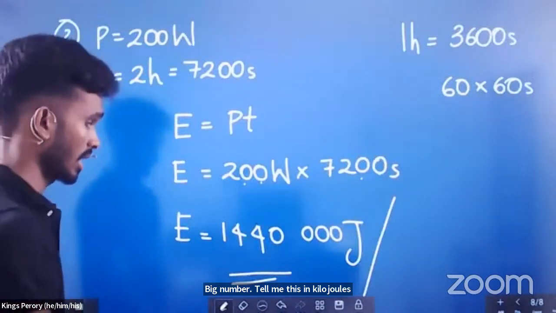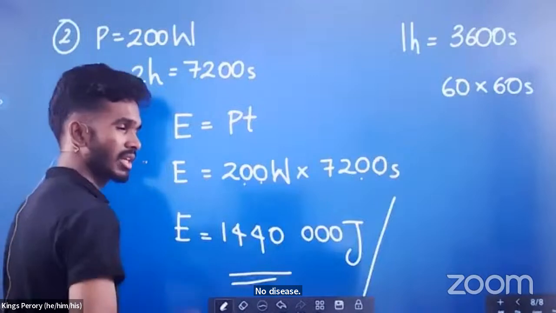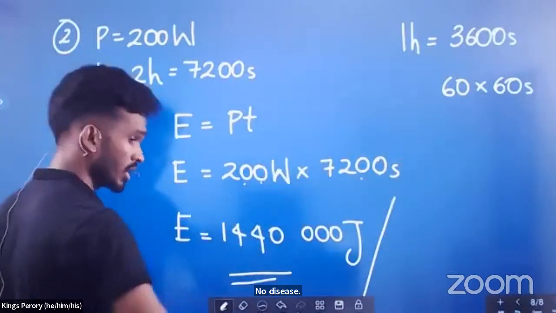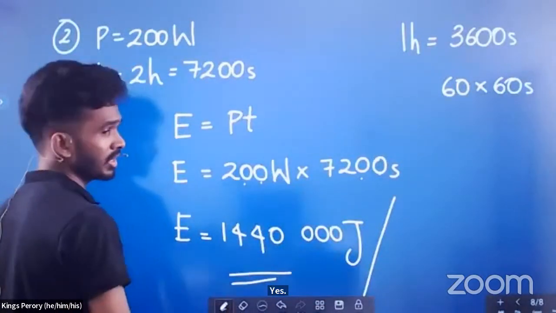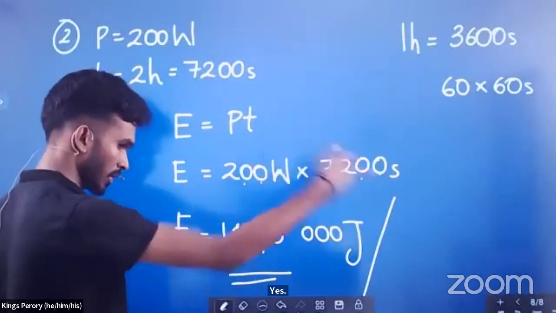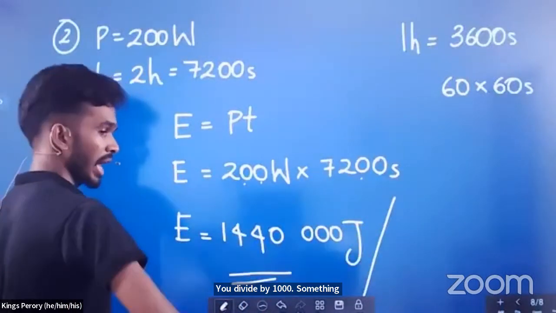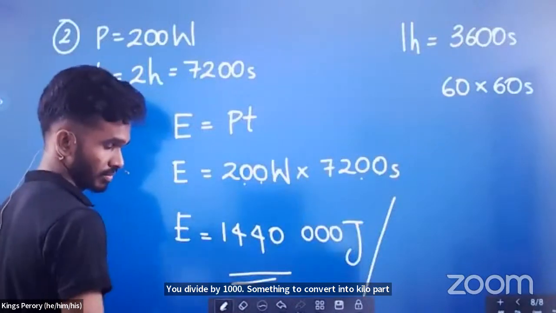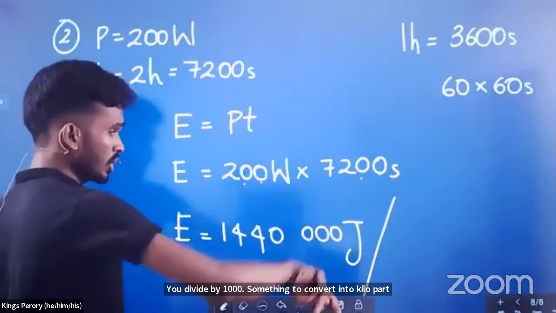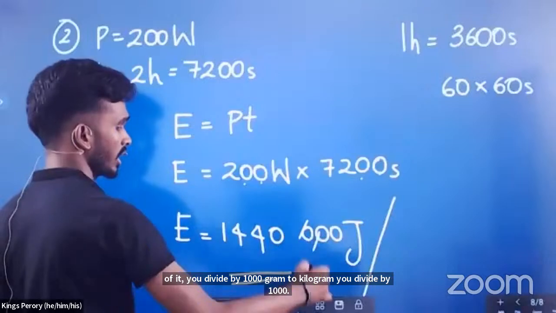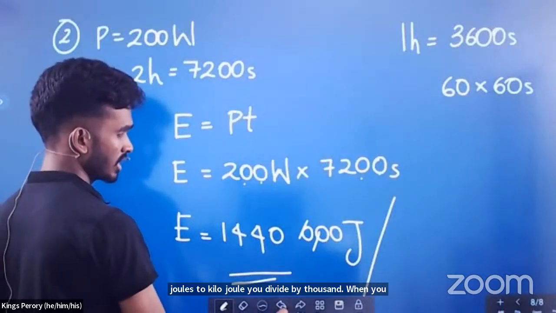140 kilojoules. And you divide by 1000. Always remember, something to convert into kilo, you divide by 1000. Gram to kilogram, you divide by 1000. Joules to kilojoule, you divide by 1000. When you divide by 1000, 3 zeros will cancel off.